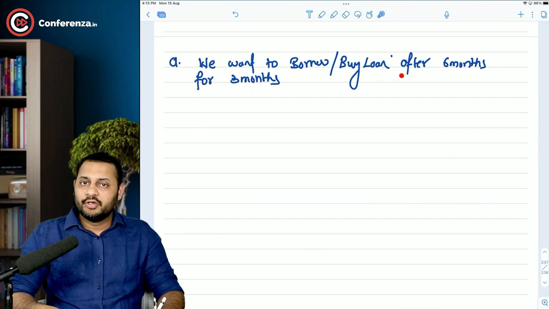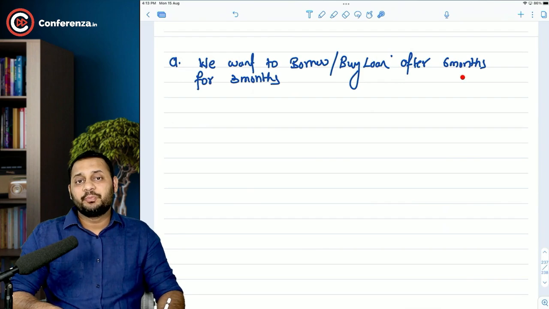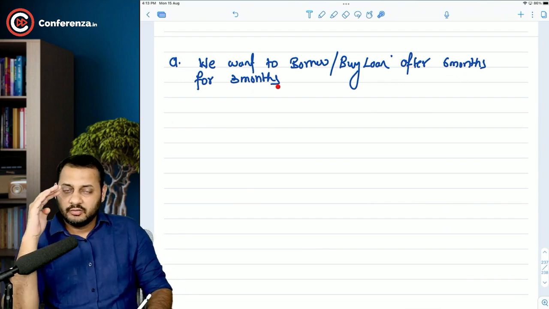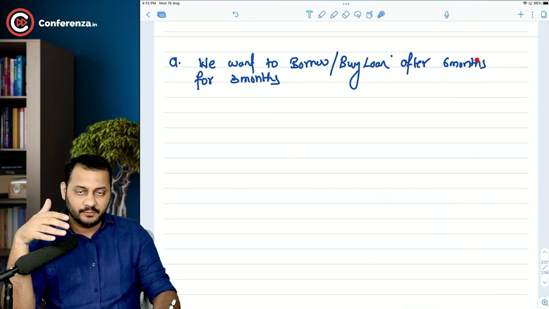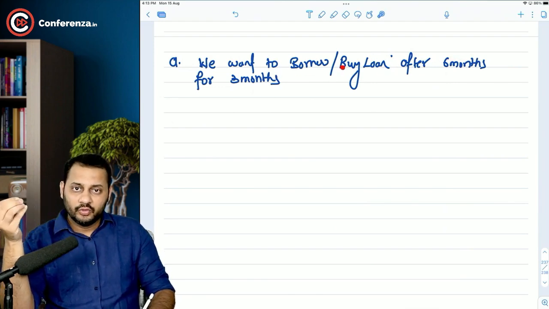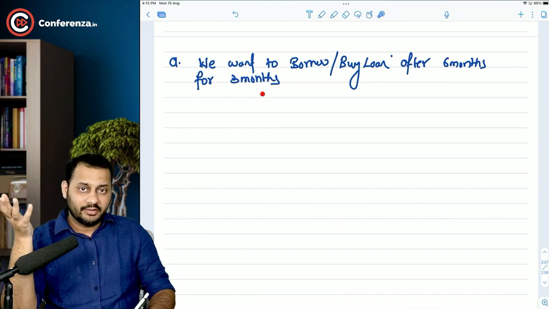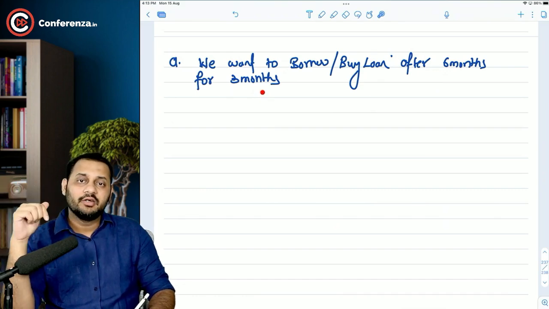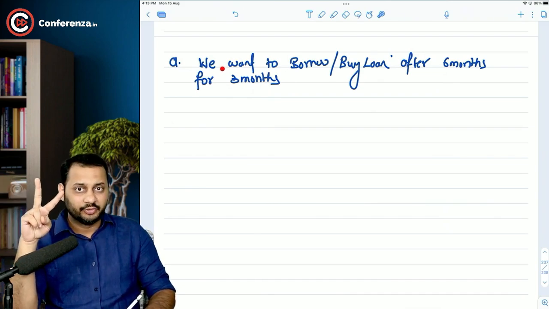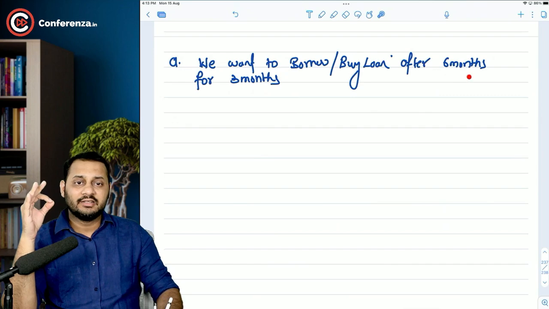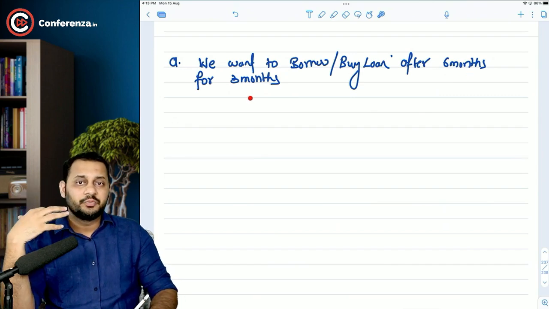When do you want to borrow money? After 6 months from now. For how much period do you want to borrow money? For 3 months. What happens is that when you buy the stock, you don't ask for how much period you want to buy the stock. But in case of a loan, the period of the loan also matters, not the timing only. So always we will be looking for two things in the question: what is exactly the time of borrowing and for how much period we are borrowing.